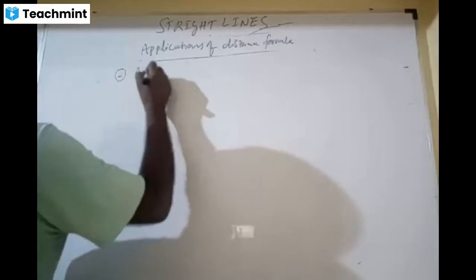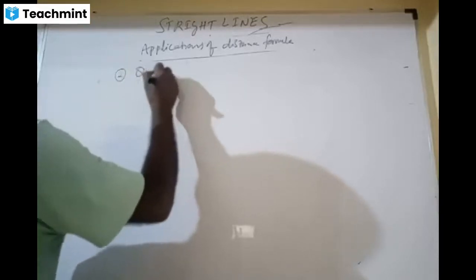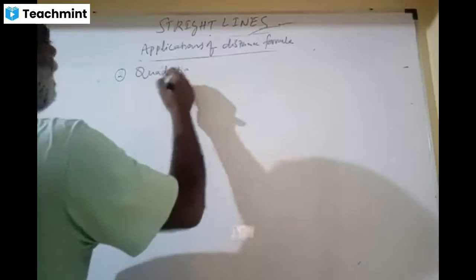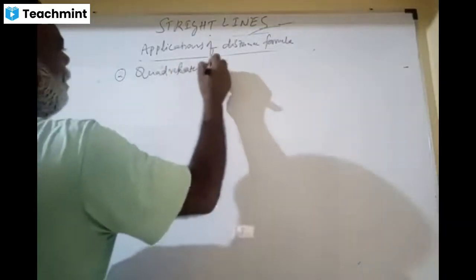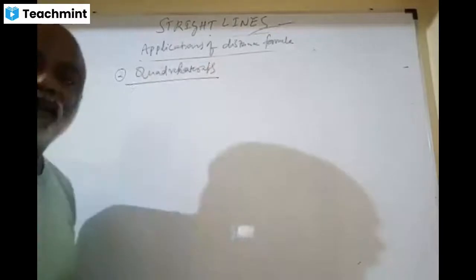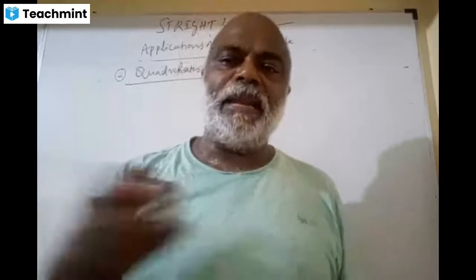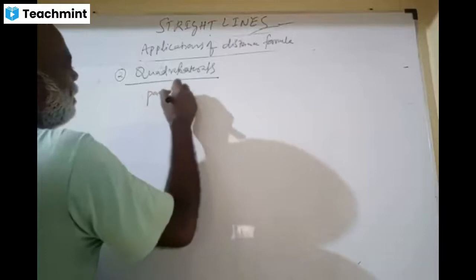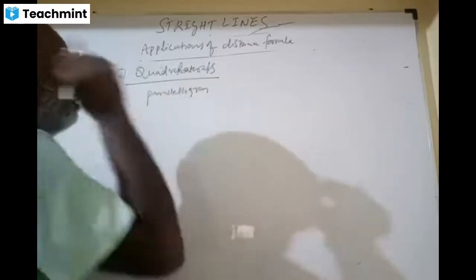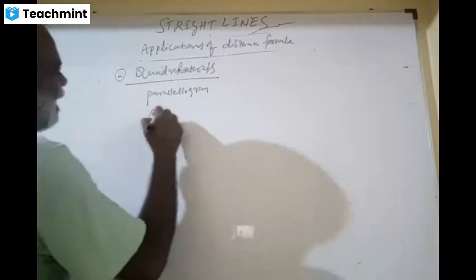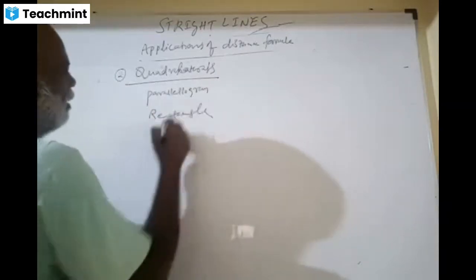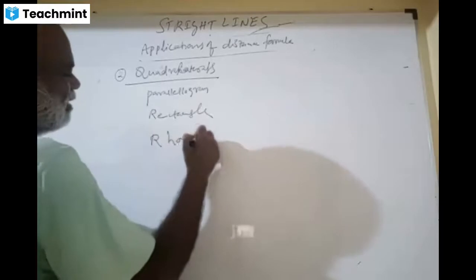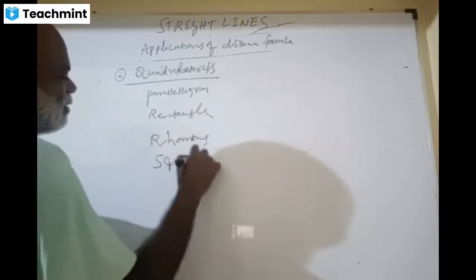Yes, other application, the second application is, even you can go for quadrilaterals, same story, quadrilaterals, to say whether the given quadrilateral is a square, rectangle, to say whether the given quadrilateral is a parallelogram, to say whether it is a rectangle, to say whether it is a rhombus, to say whether it is a square.